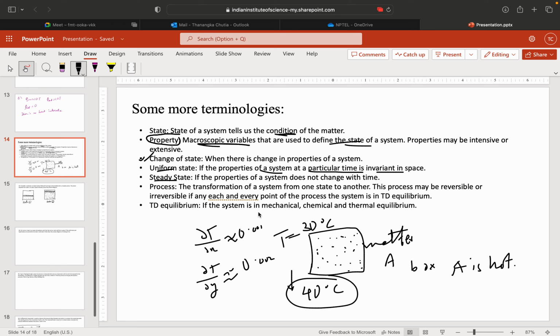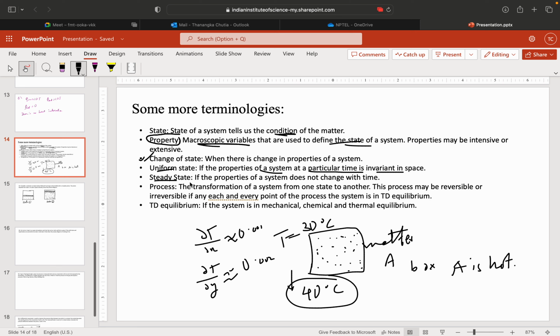So steady state: if the properties of the system do not change with time. This does not mean that it will not change in space. These two are a bit tricky to understand, but you just have to keep in mind that uniform deals with spatial variation and steady deals with temporal variation. If the properties of a system do not change with time, we consider it a steady state, and if the properties of the system do not change in space, then we call it a uniform state.